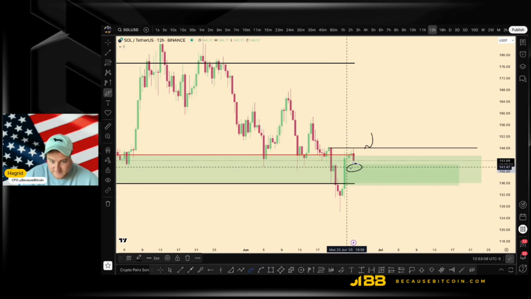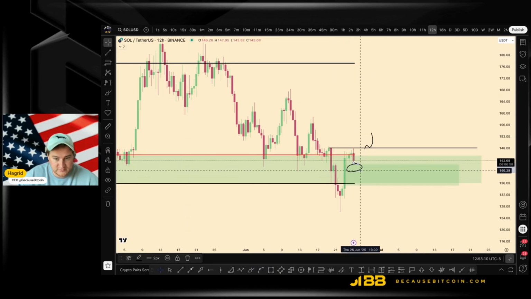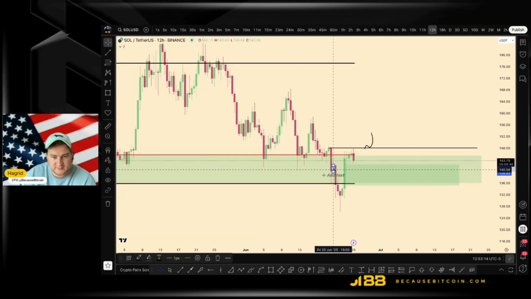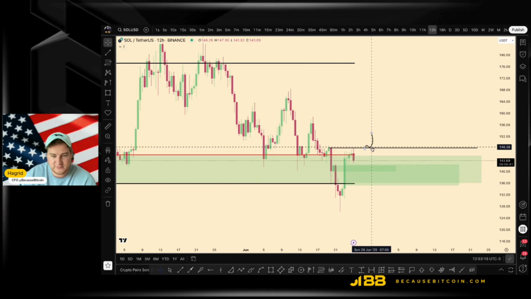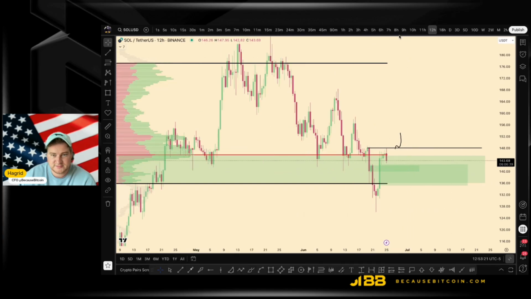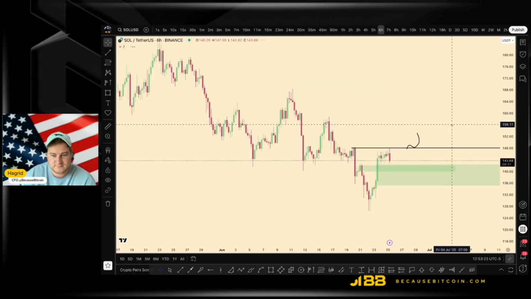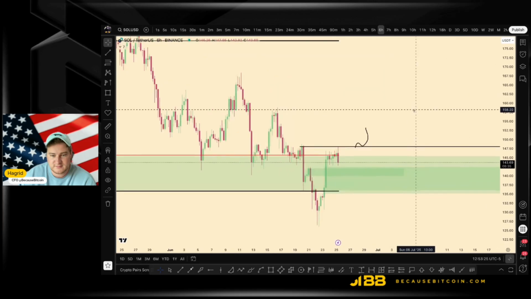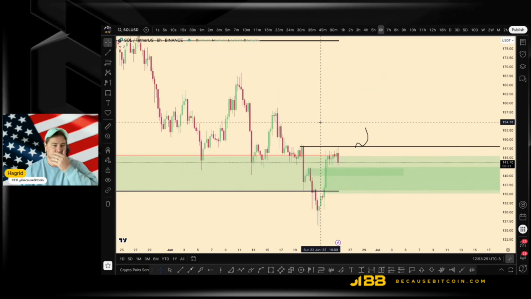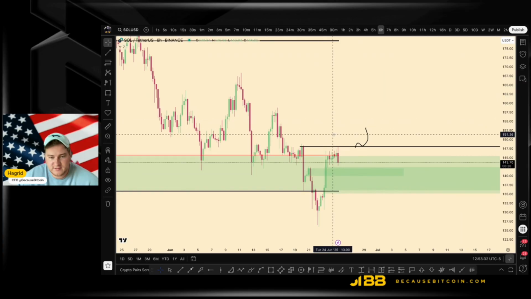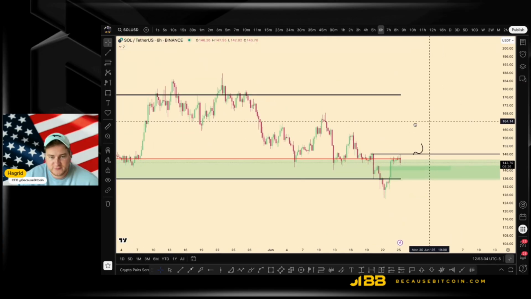I'll make it even a little bit more refined. Like holding this candle, right? Hold 140, flip 148. That's all that matters short term on SOL, in my opinion. That is all that matters. 140, 148. So yeah, those are my local levels for SOL.